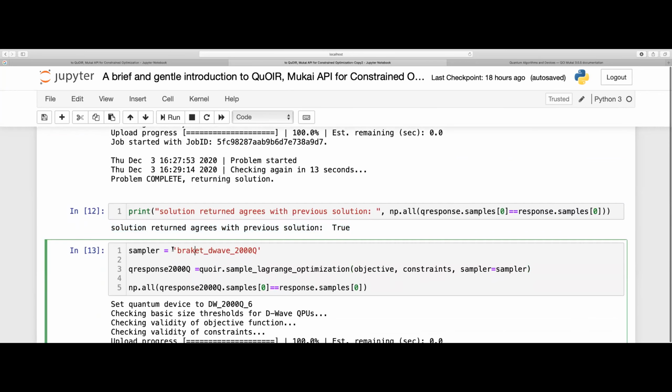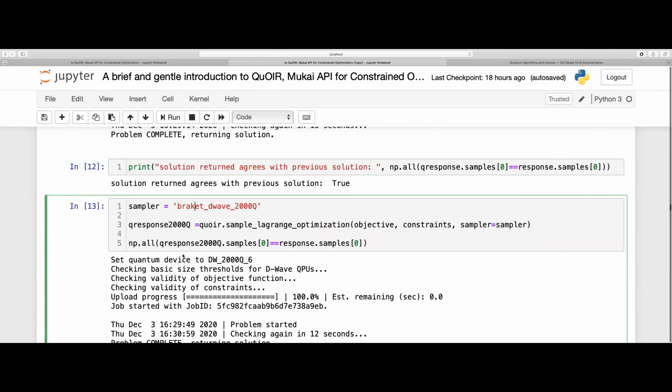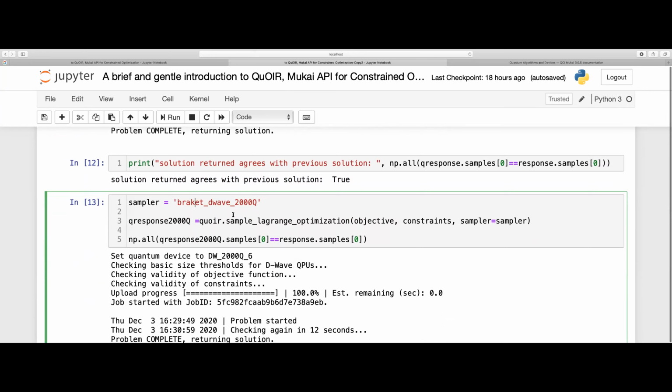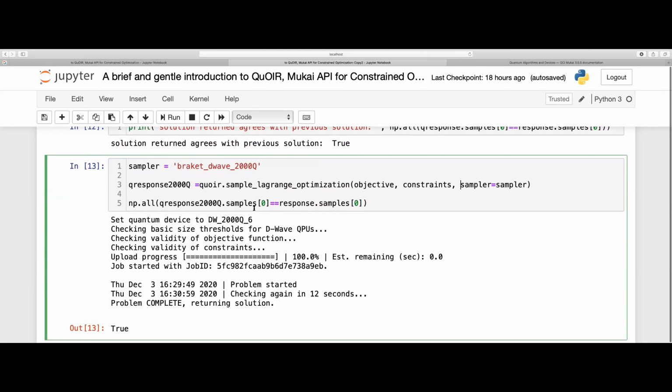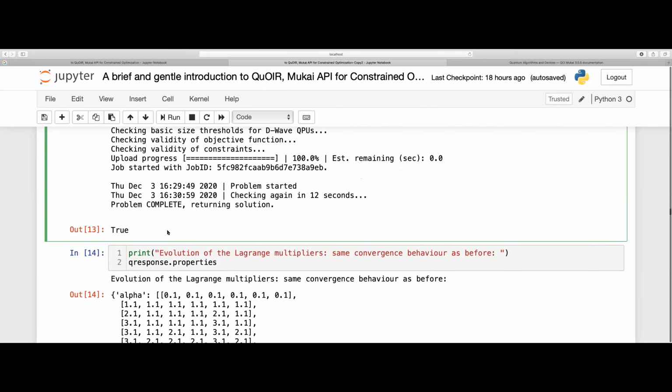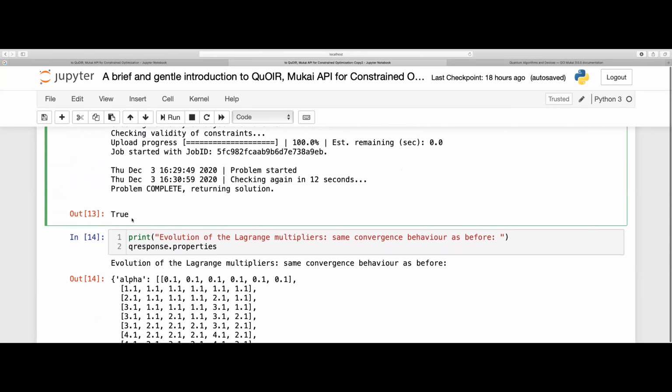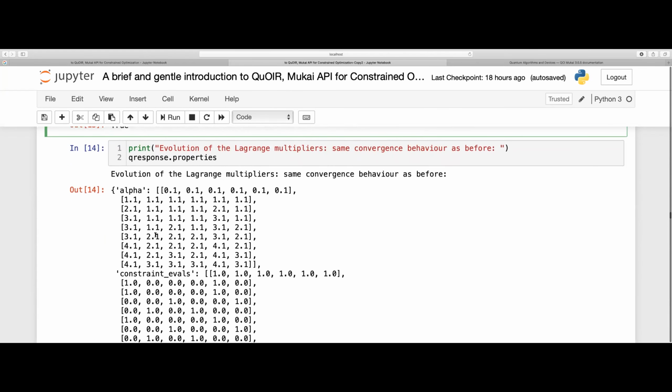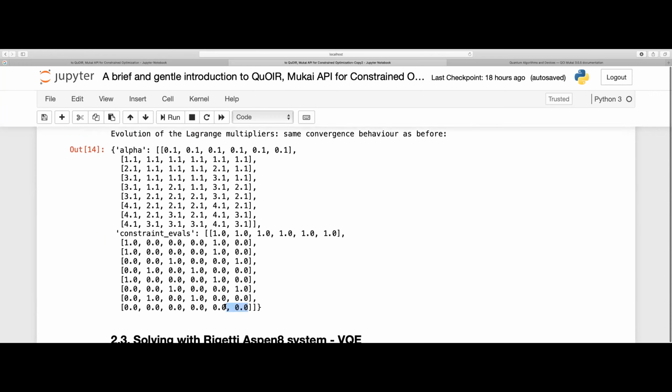Now the same is true for the Braket 2000Q. Again, the same syntax with the sampler now set to Braket D-Wave 2000Q. That's the only thing I did here. And I get the same solution and the same behavior as before. In particular, I see the constraints are all satisfied at the end of the process.